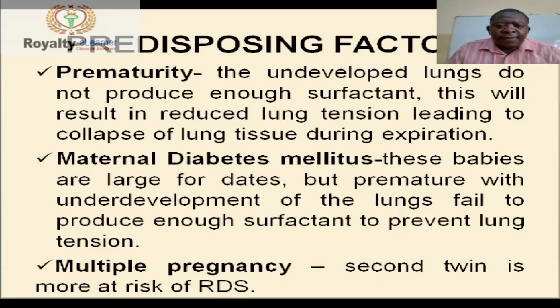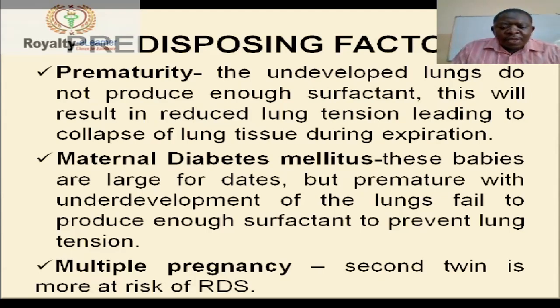The other predisposing factor is maternal diabetes mellitus. These babies are large for dates, but premature with underdevelopment of the lungs. They will fail to produce enough surfactant to prevent lung tension. So in maternal diabetes mellitus, we can have a large for dates baby who is born, but with premature lungs. Hence, not enough surfactant can be produced to prevent lung tension.